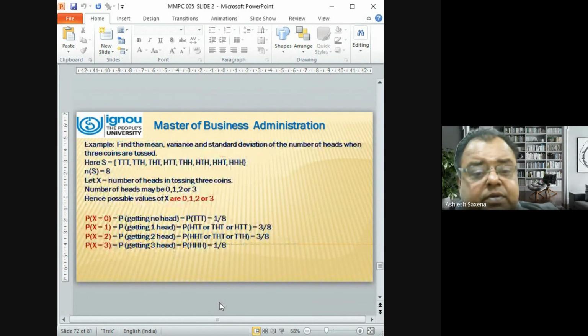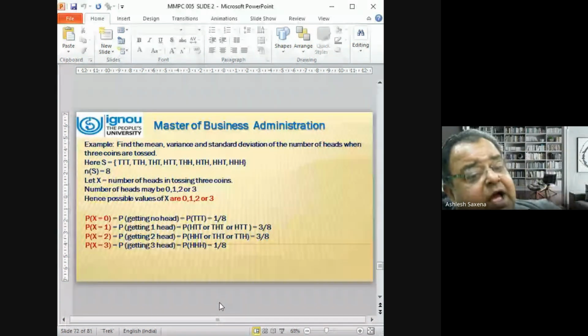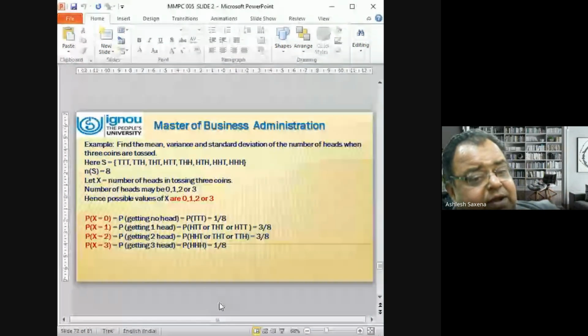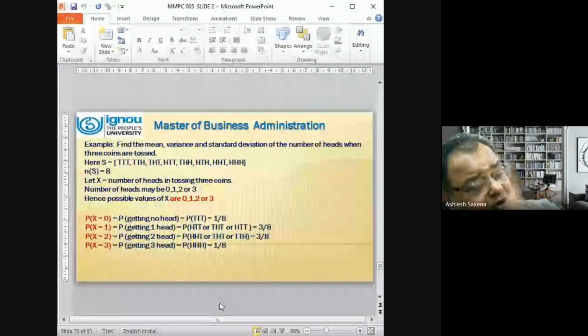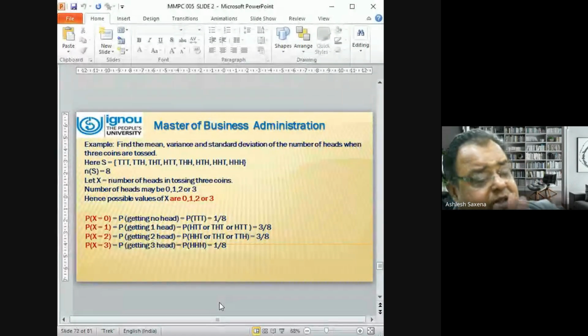Now here we see, this is what I told you at the beginning of the session, that during the later half we will see how it came. Now here the question is, you have to calculate the mean, variance and standard deviation of the number of heads when three coins are tossed. Sample space, all the eight conditions are written in front of you.